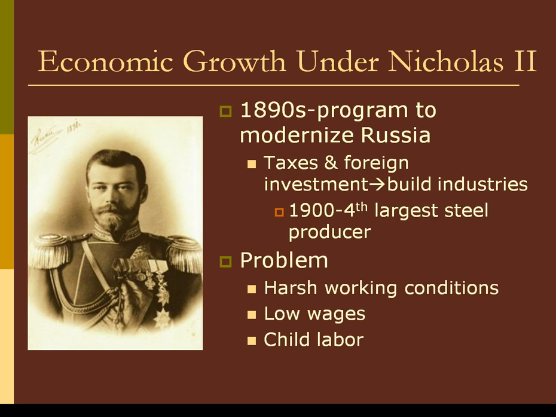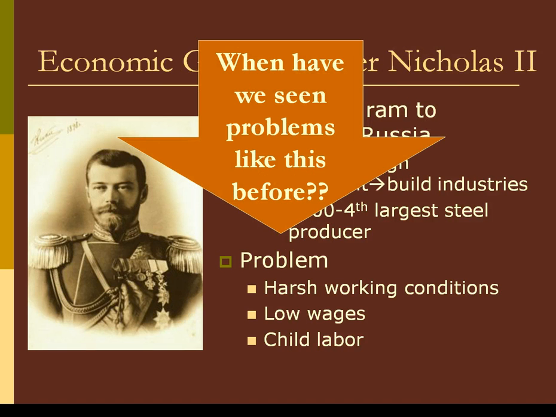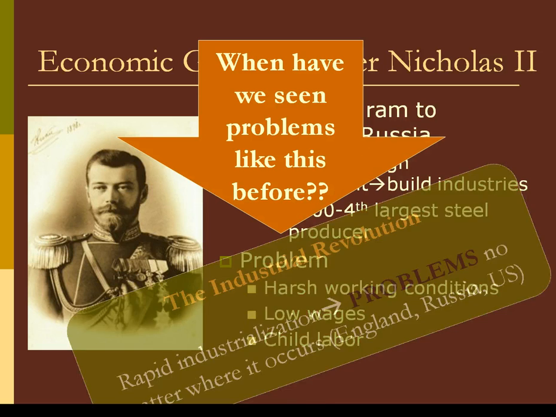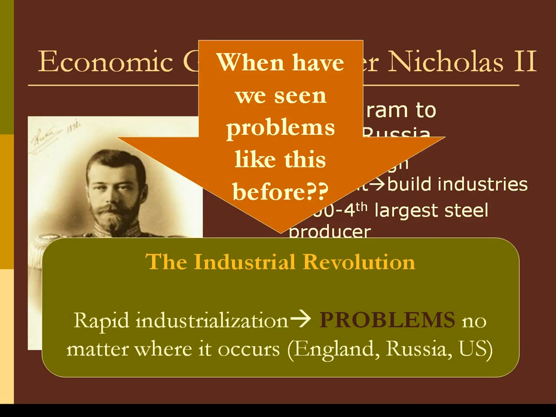But that does not come without problems. Some of the problems included harsh working conditions, low wages, and child labor being used. We've seen problems like this before. When? If you were thinking the Industrial Revolution, you are absolutely correct. Anytime you see rapid industrialization, like in England, in the US, and now in Russia, these kinds of problems are going to crop up.